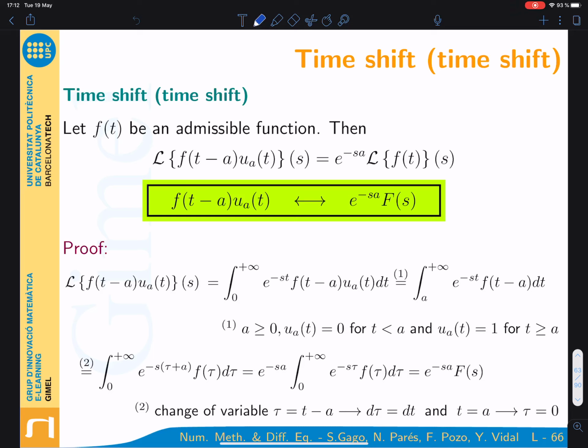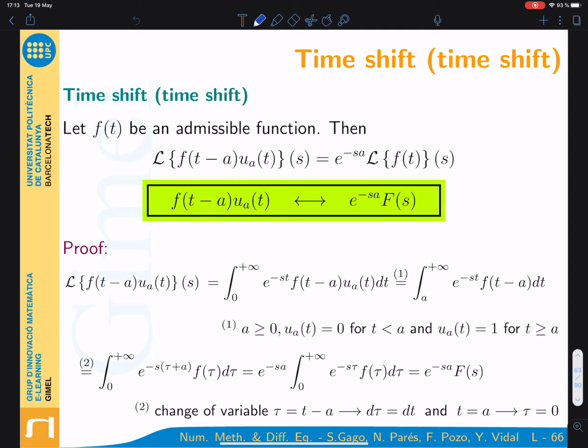Welcome back. In this video lecture, we will see the last very important property of the Laplace transform, which is the time shift, and we will apply it to compute the Laplace transform of piecewise functions. So let's start with this property. It is called the time shift, and it says the following.